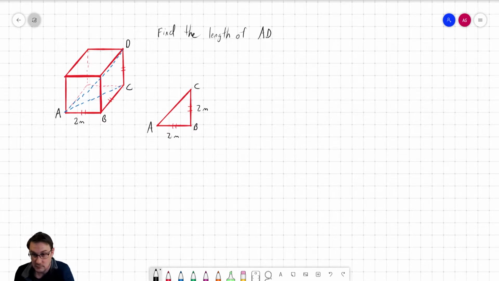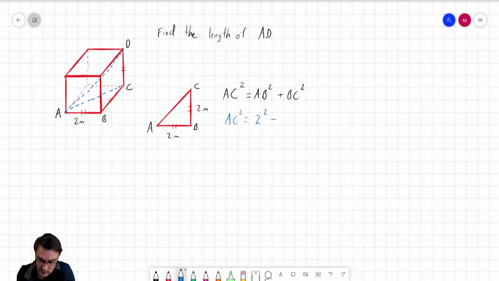Now, in order to be able to process this and find out the length of AC, because AC is going to be essential for us to work out the length of AD, we are going to use Pythagoras' theorem. And so that's going to be AC squared is equal to AB squared plus BC squared. As we do the substitution, AC squared is equal to 2 squared plus 2 squared. We go further, AC squared is still going to be equal to 4 plus 4, so that's going to be 8.